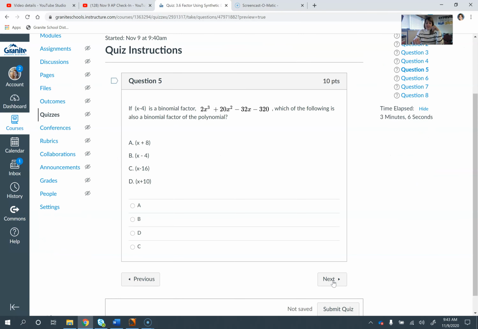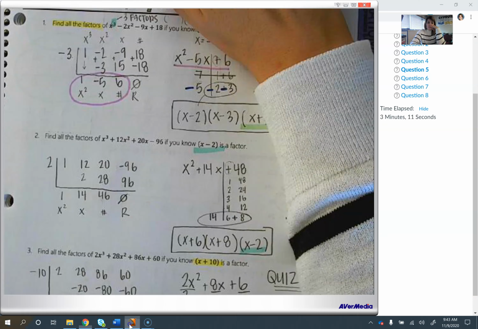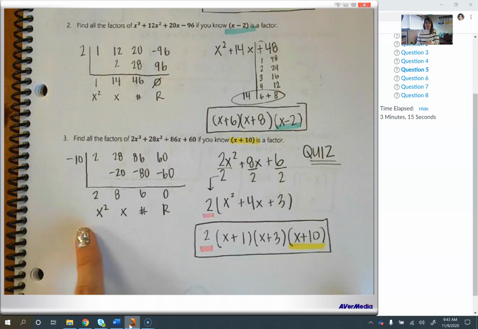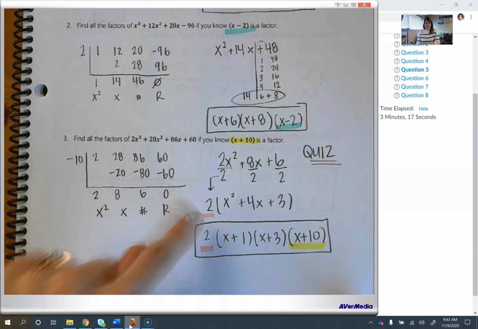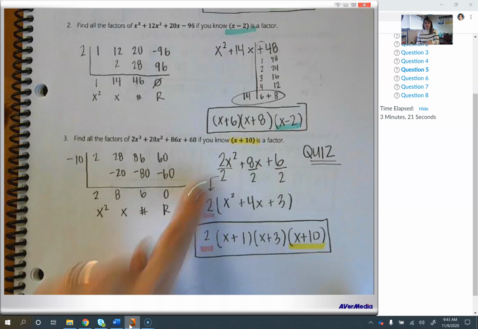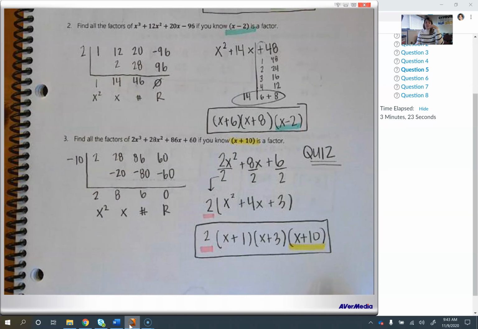Okay, number 5 is like question 3 in your notes. So number 5 is like this question. After you do synthetic division, you're going to have a 2 that factors out, and then you need to factor the trinomial.